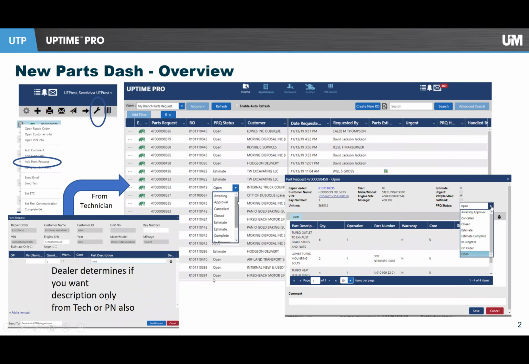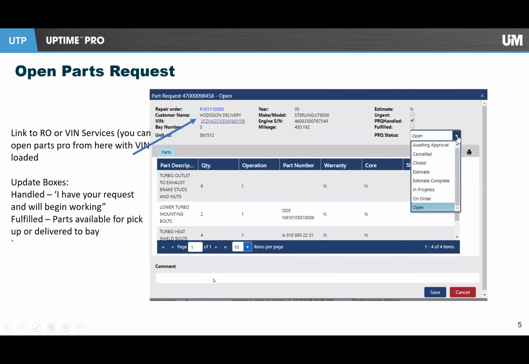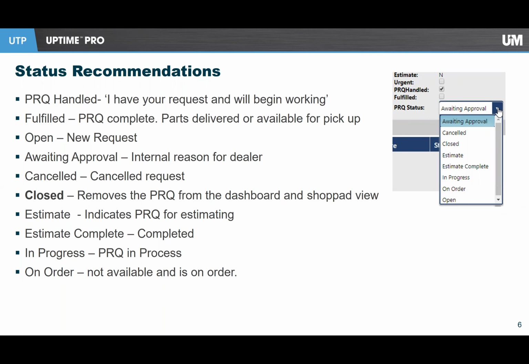If you wanted to copy your approver for a parts request in that email, you could certainly do that and bring them and be part of this process. Canceled means we canceled the request. Closed, again, that removes the parts request from the dashboard and the shop pad view.